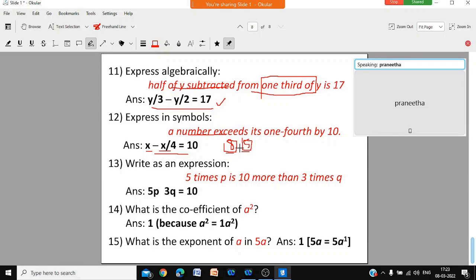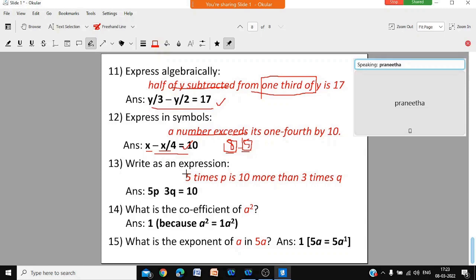So how do you get it? By subtracting, not adding. Are you doing 8 plus 5 or 8 minus 5? 8 minus 5. So exceed means how much more and how much less, both are subtraction. Got it? Yes, sir. If you're asked how much more or how much less, both cases will be subtraction. This part is clear? Yes, sir.